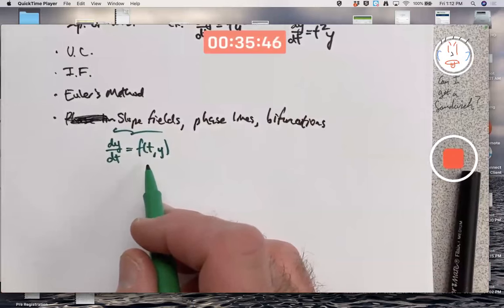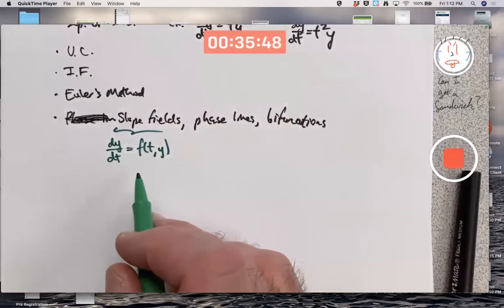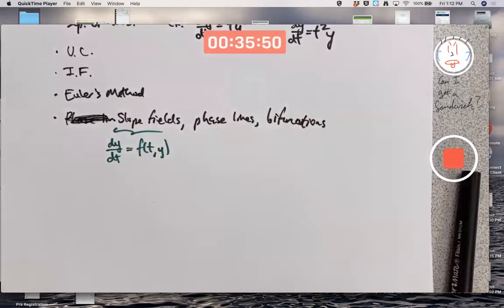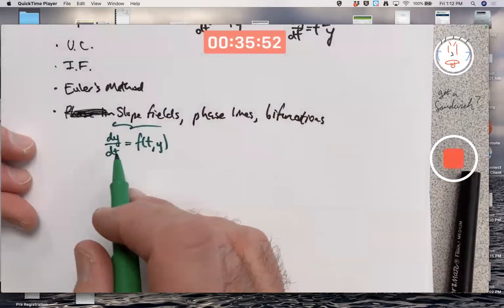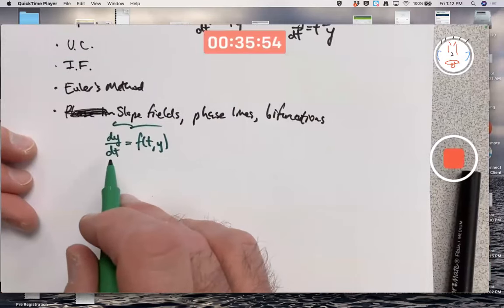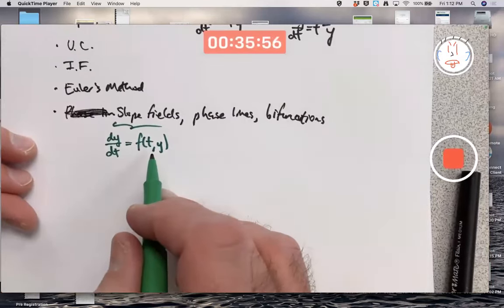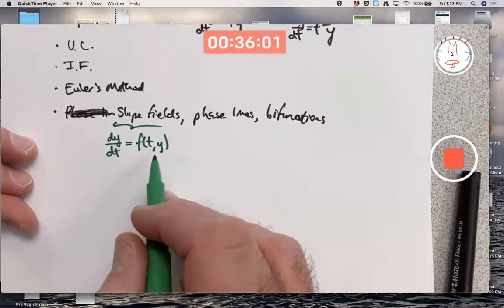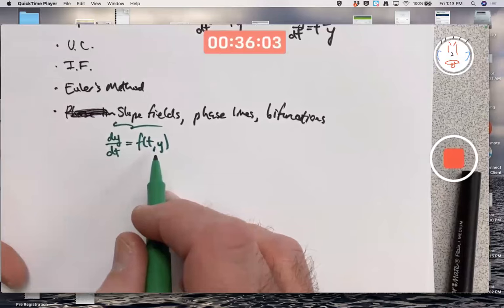You get a computer to draw the slope field, meaning the little slope marks in the ty plane, and your solutions have to follow those because you're saying you want the slope of your solution curve at any point to equal the output of this function. F, of course, is not a solution function. It's the right-hand side function of the differential equation.